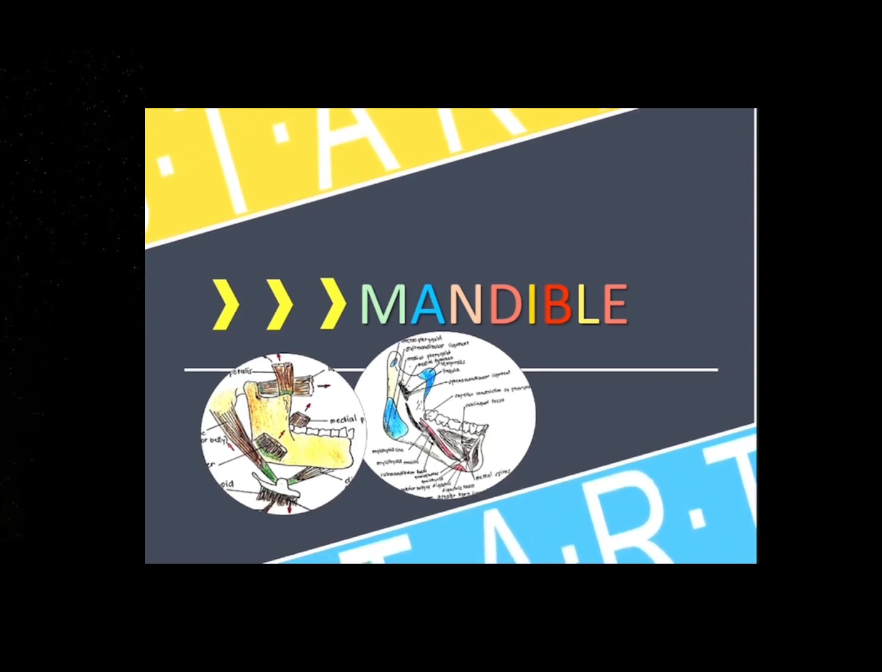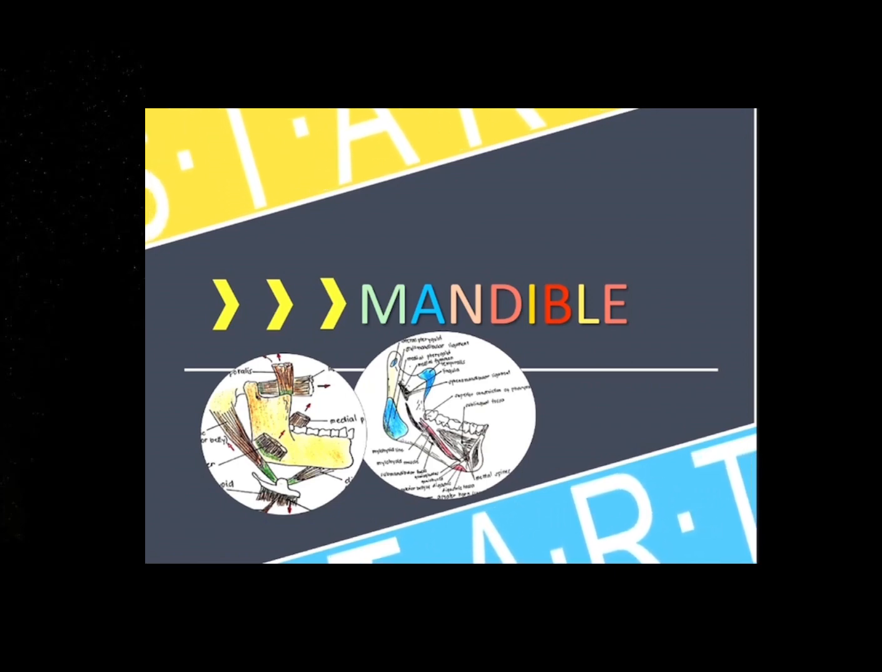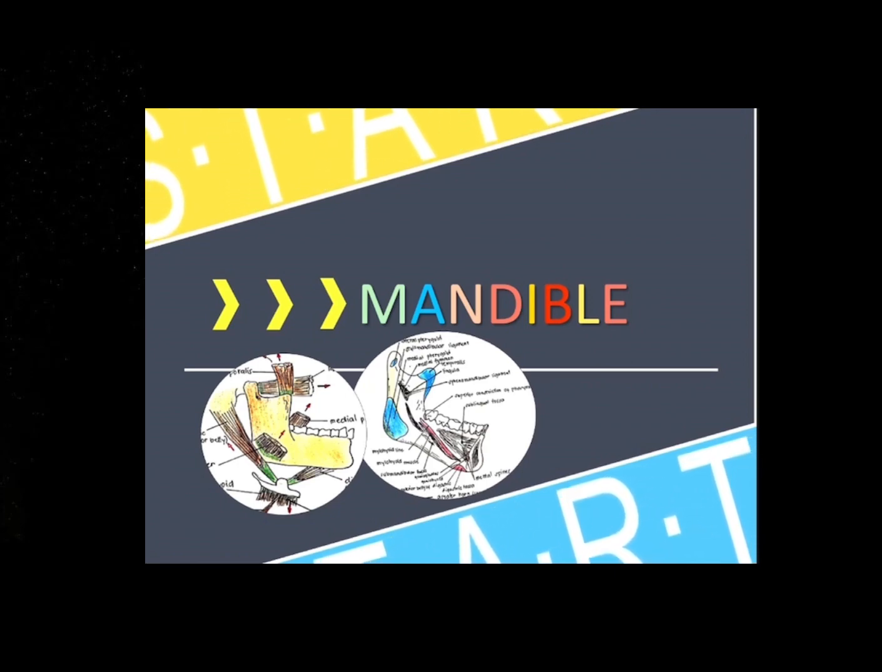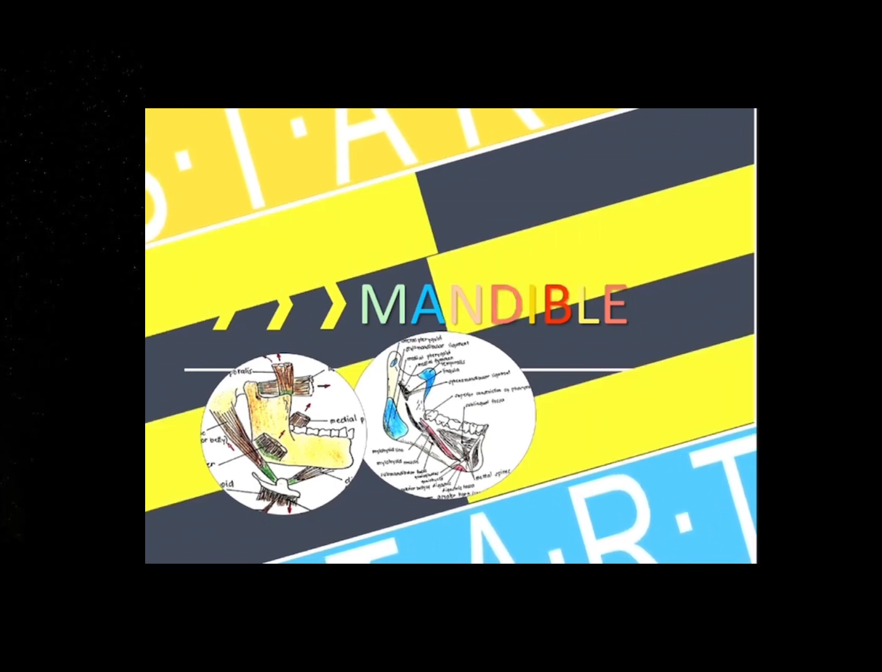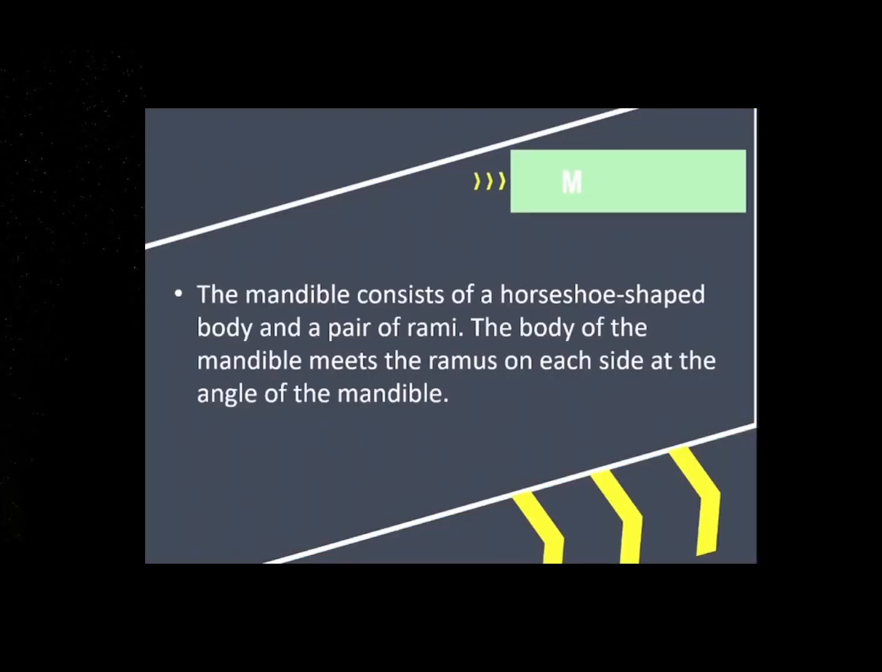The mandible, or lower jaw. It is the largest and strongest bone of the face, and it articulates with the skull at the temporomandibular joint. The mandible consists of a horseshoe-shaped body and a pair of rami.